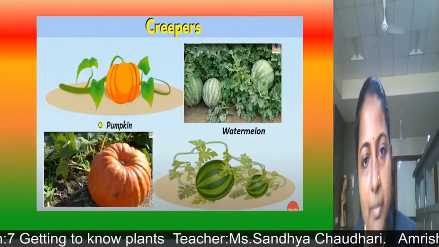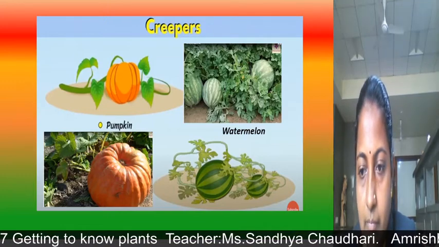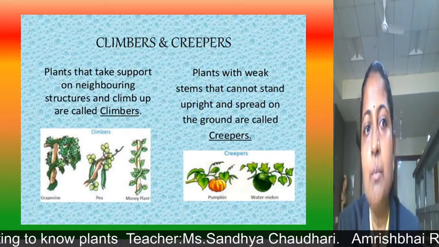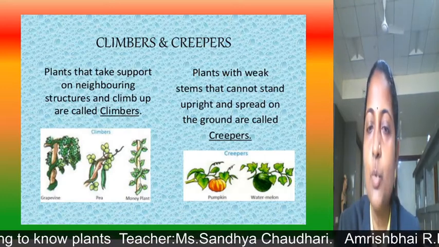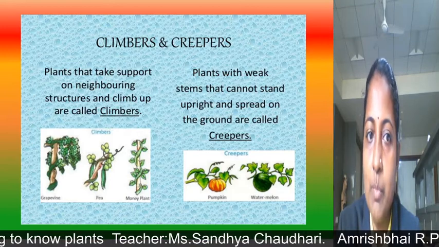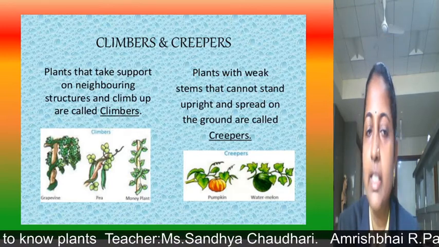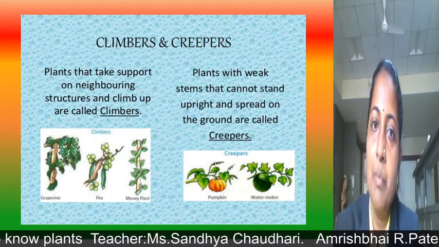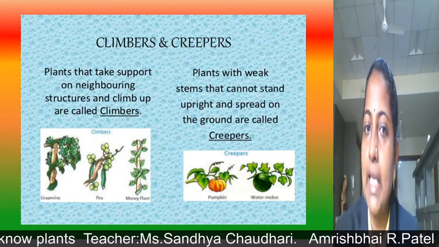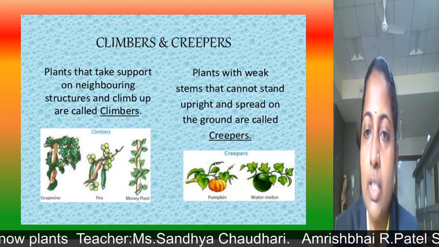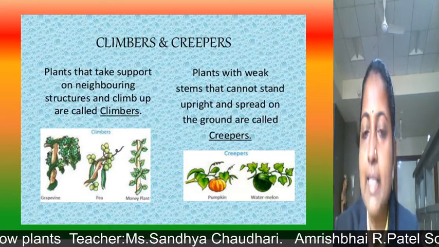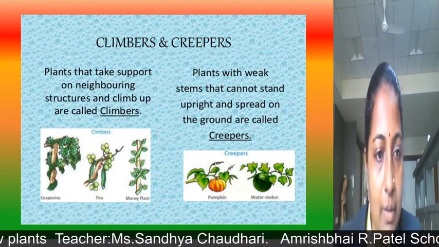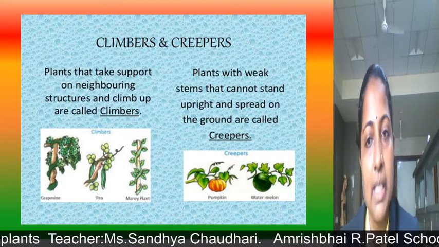Creepers, example pumpkin and watermelon. Here we will see the difference in between climbers and creepers. Plants that take support on neighboring structures and climb up are called climbers. They can take support with the help of tendrils and they can grip on that. Plants with weak stems that cannot stand upright and spread on the ground are called creepers. Example pumpkin, watermelon, strawberry. Examples of climbers are grapevine, peas, money plant.